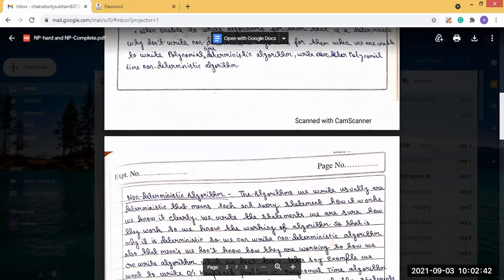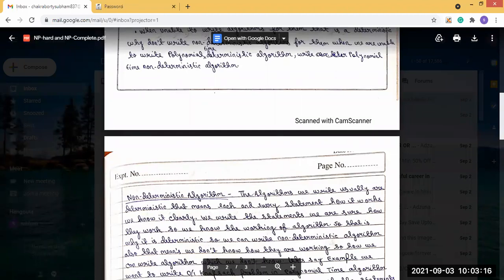Now, the algorithms we write usually are deterministic. That means each and every statement, how it works, we know clearly. That means in the algorithm that you write, for each and every statement you write, you know how it works.